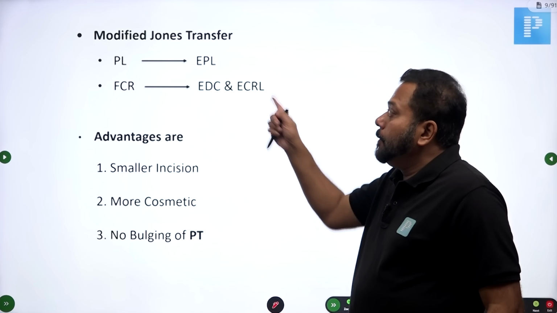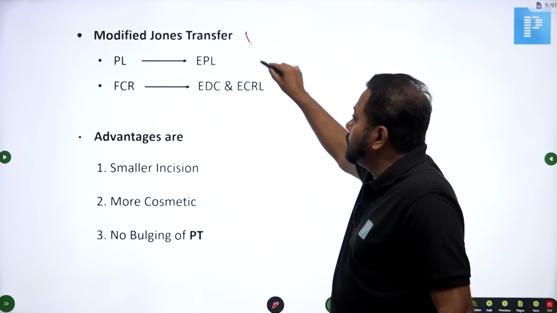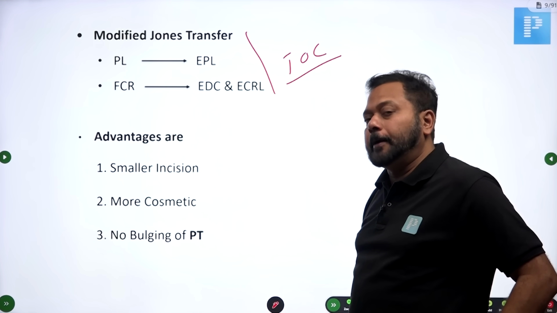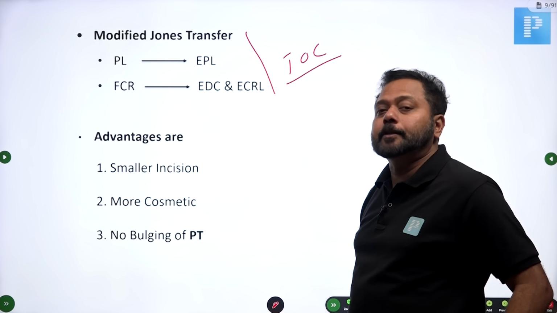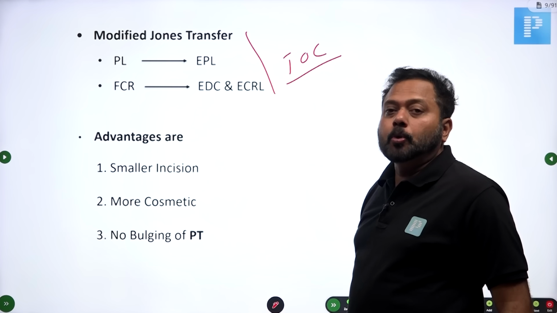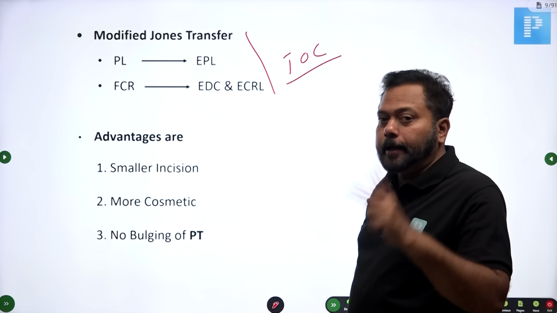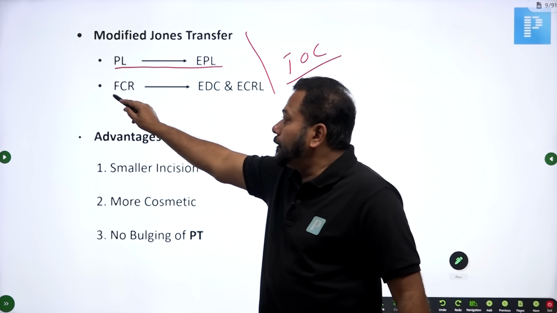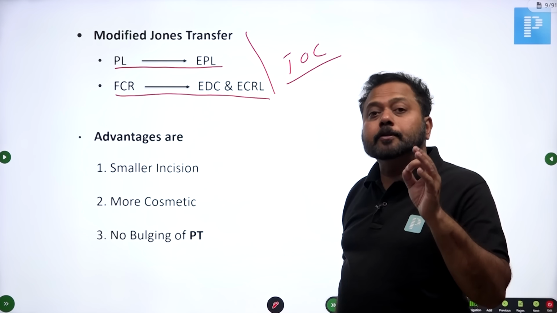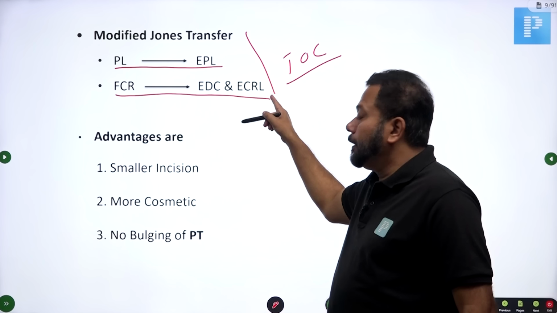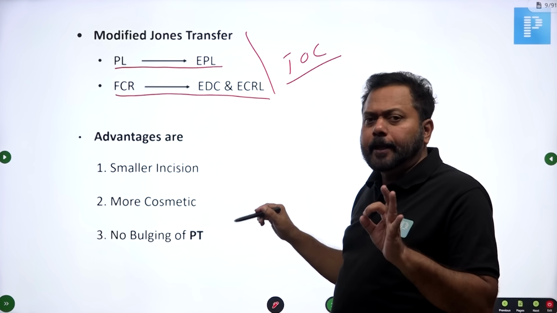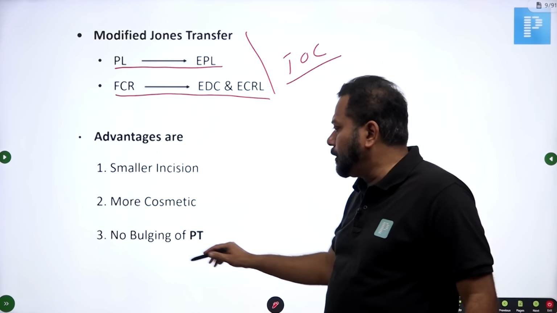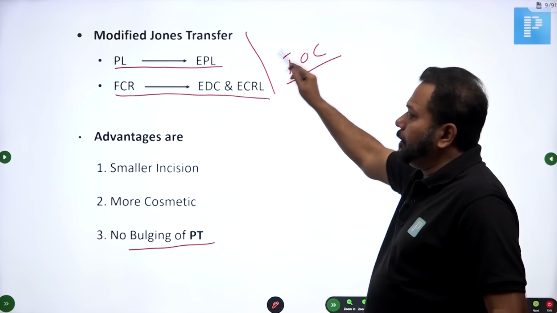To overcome this, modified Jones tendon transfer is the treatment of choice nowadays. The best tendon transfer for radial wrist drop is modified Jones transfer. See here, only two tendons are used. Palmaris longus is used for extensor pollicis longus. Flexor carpi radialis is used for extensor digitorum communis and extensor carpi radialis longus. Advantage: less scar, cosmetically better, 100% no pronator bulge. So, this is the treatment of choice.